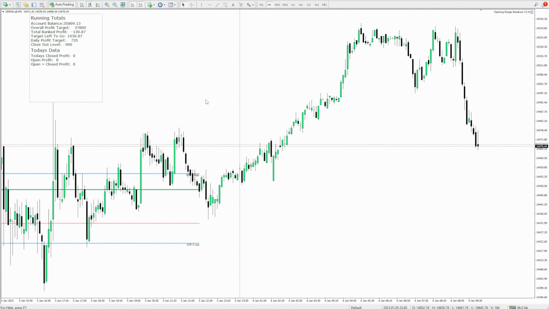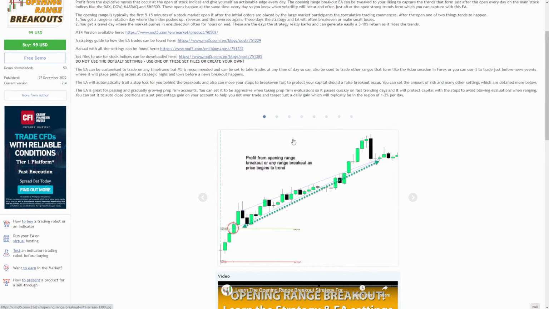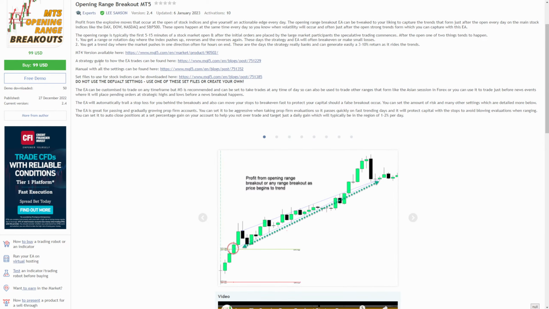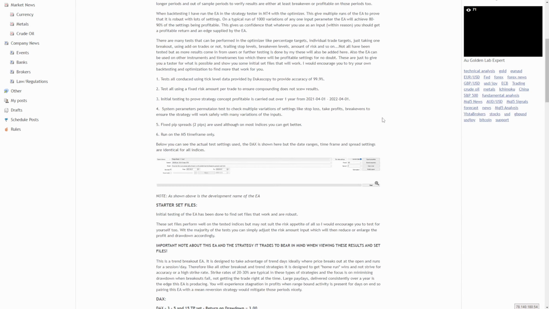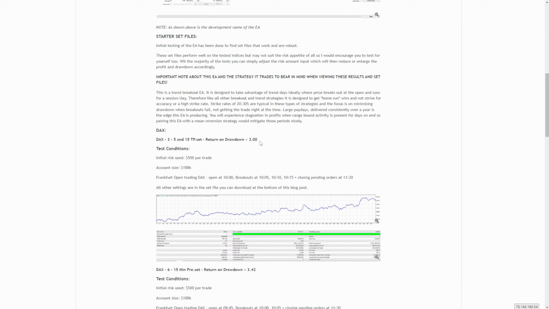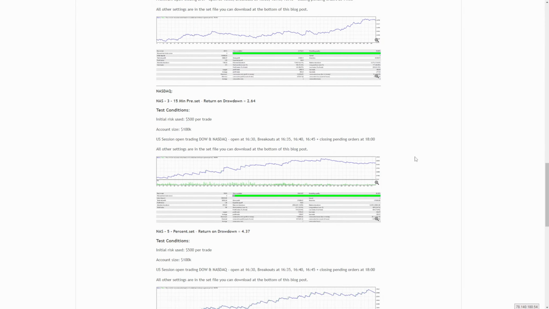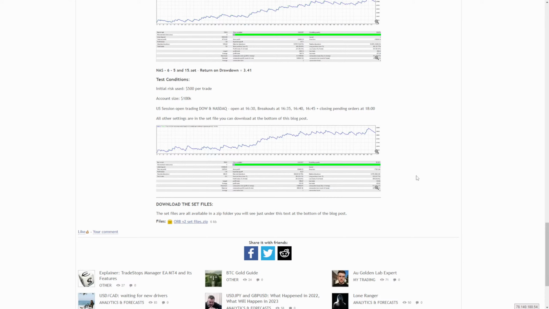I published some set files last night. I will be doing more set files today, which is just a case of redoing them for the new version because all the input variables have changed. So I'll push more of them out, but there is more out there. If you look at the set files page and backtesting page, the ones that I've retested are up there. So there's 3 for the DAX and 3 for the NASDAQ.